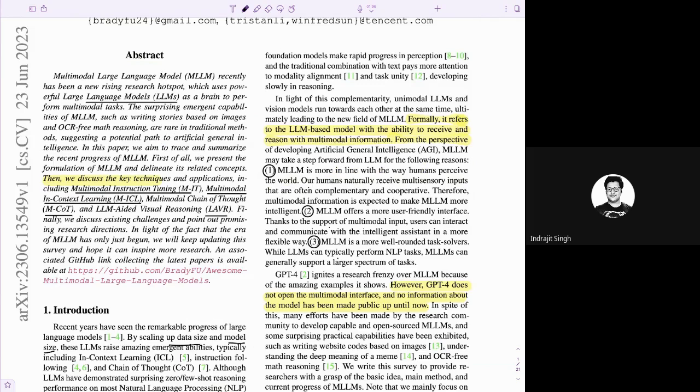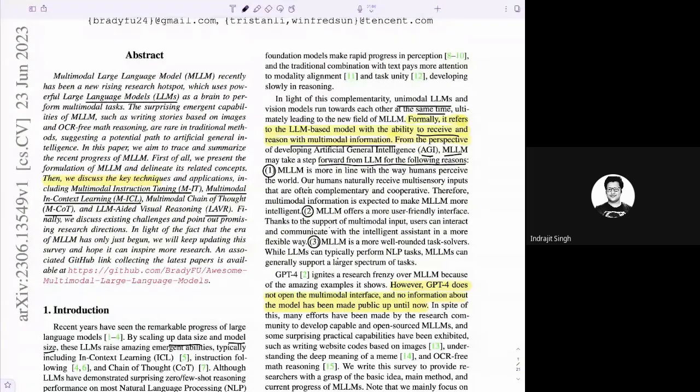Okay, so in light of the complementarity of unimodal LLMs and vision models, unimodal means you're passing only images or only text. Formally, a multimodal LLM refers to an LLM-based model with the ability to receive and reason with multimodal information. From that perspective, on the path to artificial general intelligence, AGI, MLLM may take a step forward from LLM for the following reasons. What are those reasons?